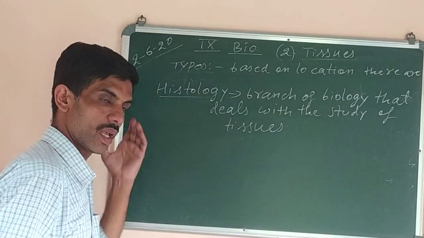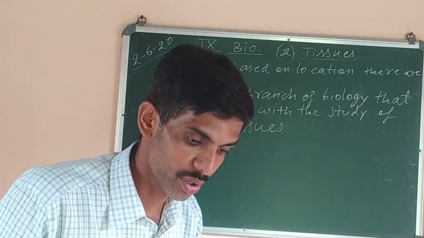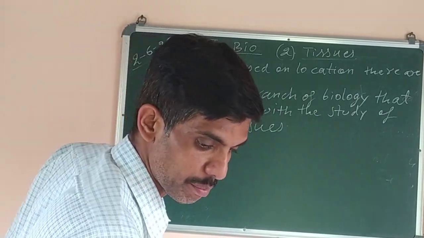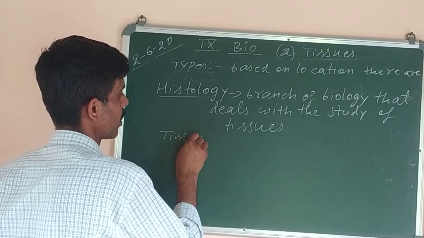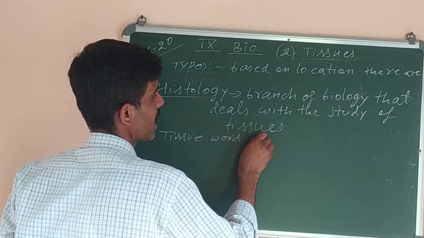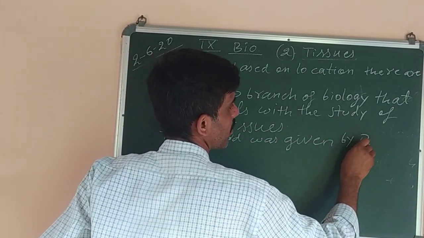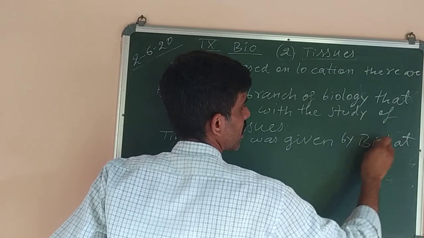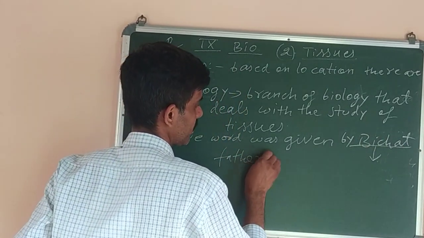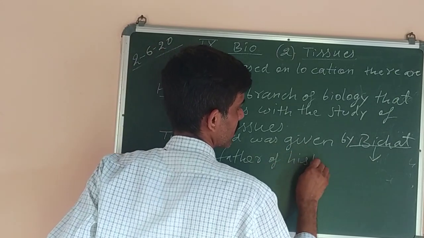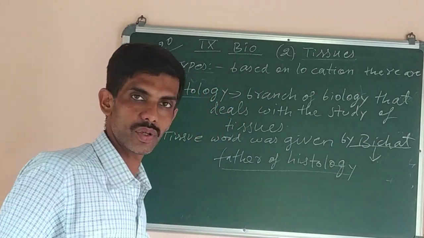It is called histology. Now, who gave this word tissue, and who is known as the father of histology? The word tissue was given by the scientist named Bichat, and he is also known as the father of histology.